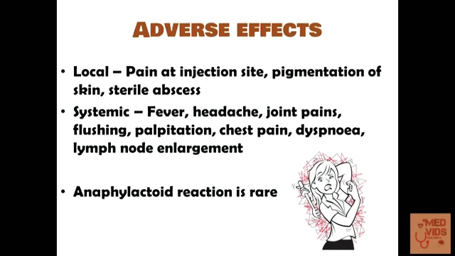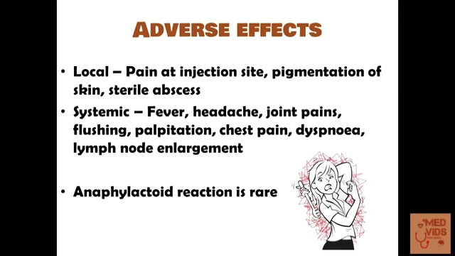The adverse effects associated with iron dextran are, if injecting the drug intramuscularly, pain at the injection site. There can be pigmentation of the skin. As I've told you, iron injections are known to cause pigmentation of the skin, and they can cause sterile abscess. Sterile abscess means that there is no pathogenic organism present in the abscess. It is just because of a foreign object introduced inside the body.